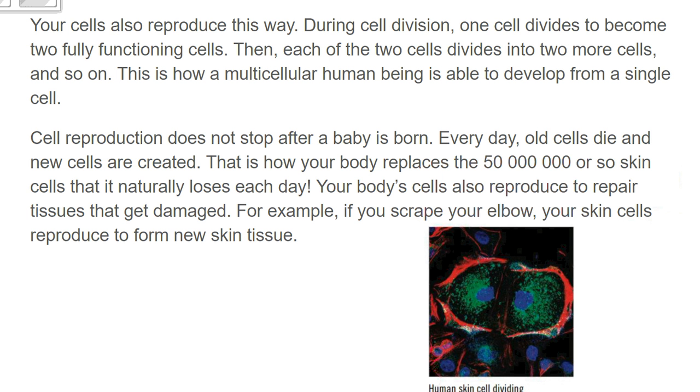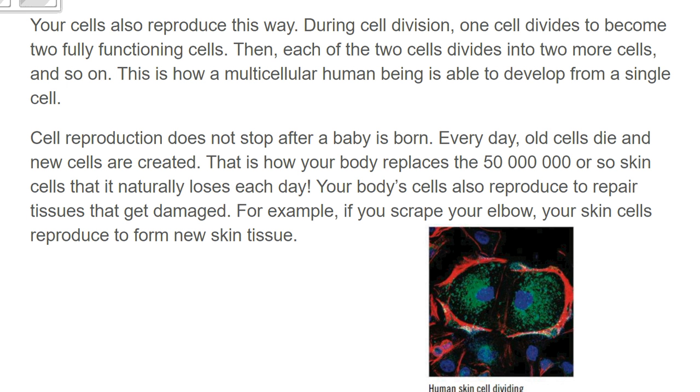Your cells in your body also reproduce this way. During cell division, one cell divides to become two fully functioning cells. Then each of the two cells divides into two more cells, and so on. This is how a multicellular human being is able to develop from a single cell. Cell reproduction does not stop after a baby is born. Every day, old cells die and new cells are created.